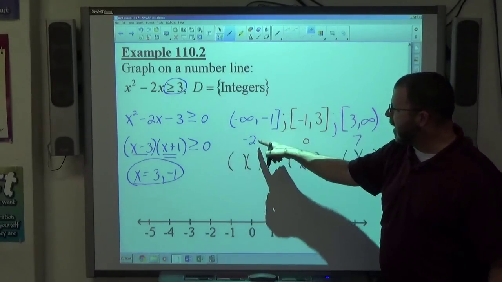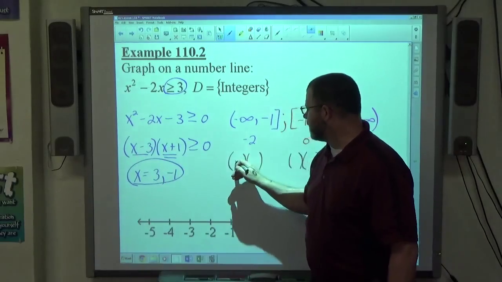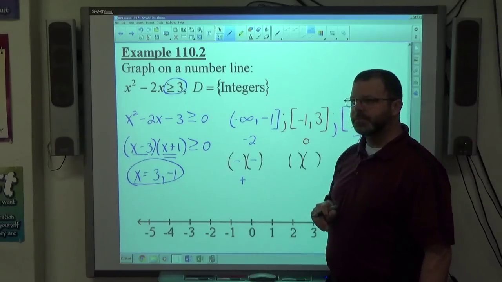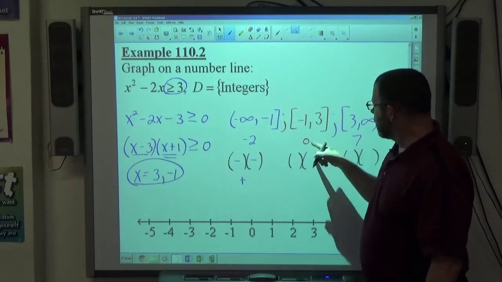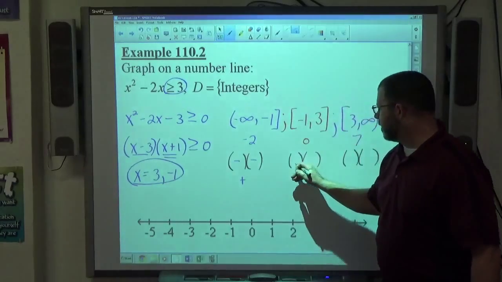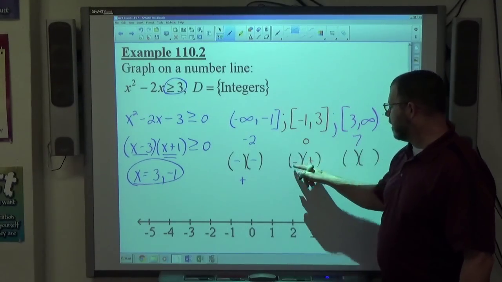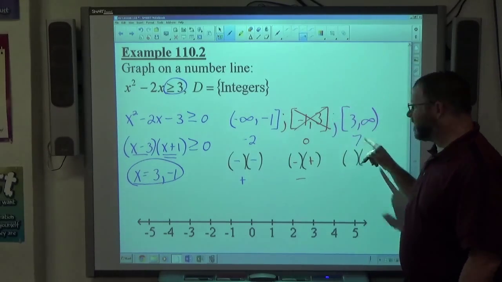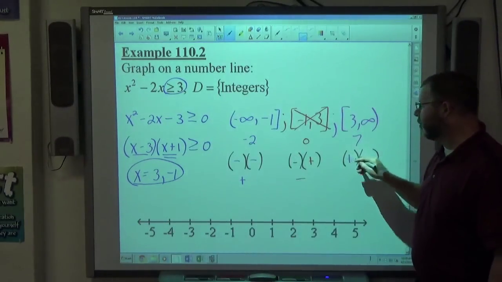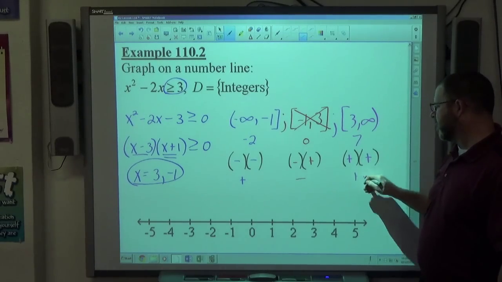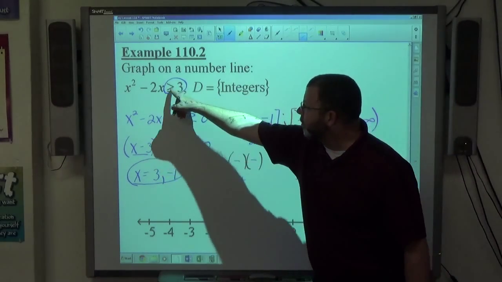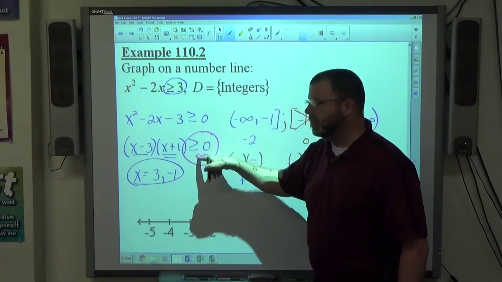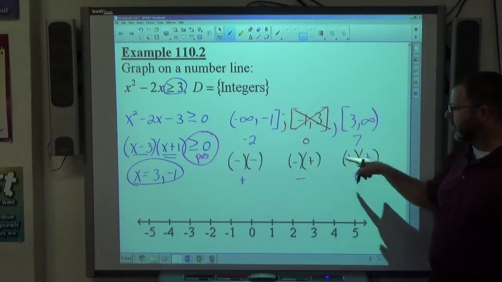So, if I put negative 2 in here, negative 2 minus 3 is negative 5, negative 2 plus 1 is negative 1. 2 negatives make a positive. If I put 0 in, 0 minus 3 is negative 3, 0 plus 1 is positive 1, negative times positive makes a negative. And finally, if I put in 7, 7 minus 3 is positive 4, 7 plus 1 is positive 8, 2 positives make a positive. Again, we're looking for greater than or equal to 0, which is positive. So the positive ones count, the negative one doesn't count.